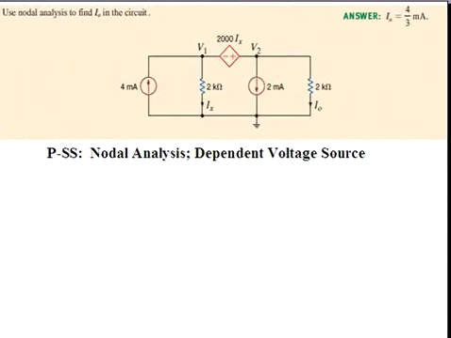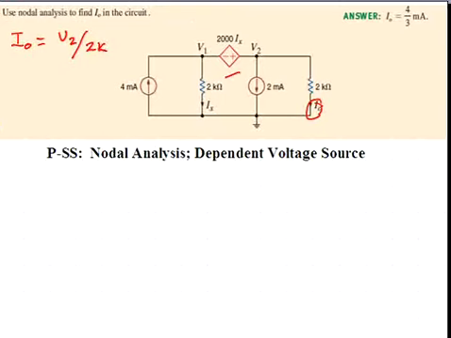This is Learning Assessment Problem 3.11. We're instructed to use the problem-solving strategy of nodal analysis to determine a current in this circuit, I sub O. Since nodal analysis will provide us with information about node voltages, we'll need an auxiliary equation for I0 equals the labeled node voltage V2 divided by 2K.